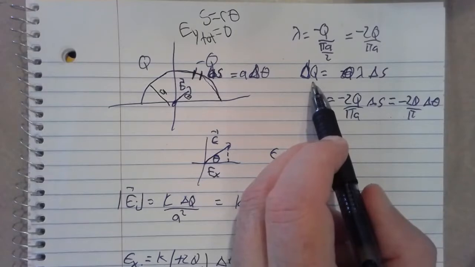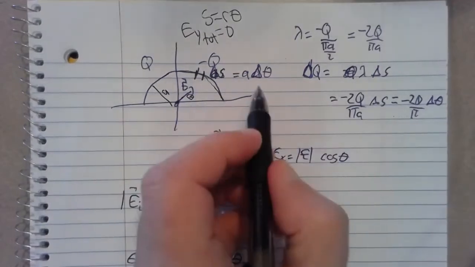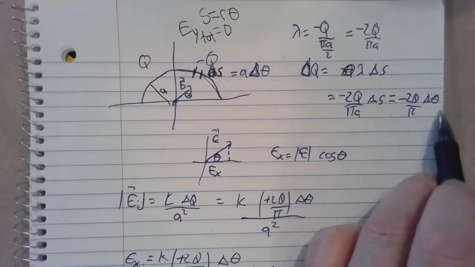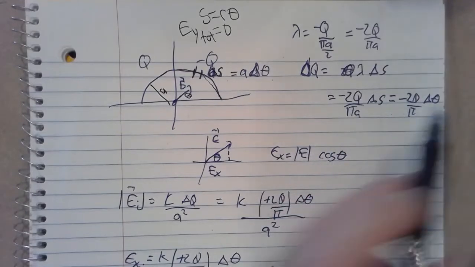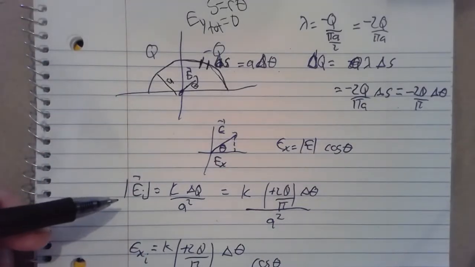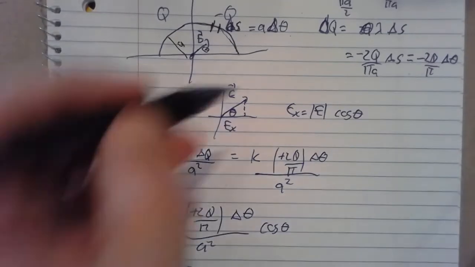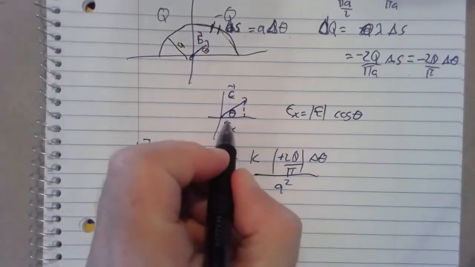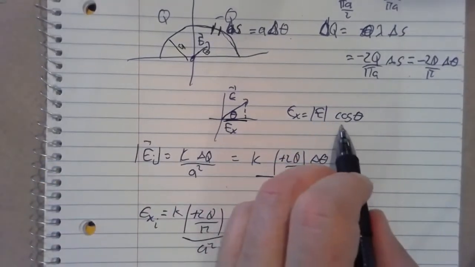So then delta Q is always lambda times delta length, whatever my measure of length is, but we just said delta S is A delta theta. So we get this quantity here: 2q over pi, the a's cancel, delta theta. Okay, now we look at our E vector. Remember, E in magnitude, this is Coulomb's law, is kq over distance squared. So E points up towards my little delta Q there. What I care about is the x component of that. Well, Ex will be magnitude of E cosine of theta.